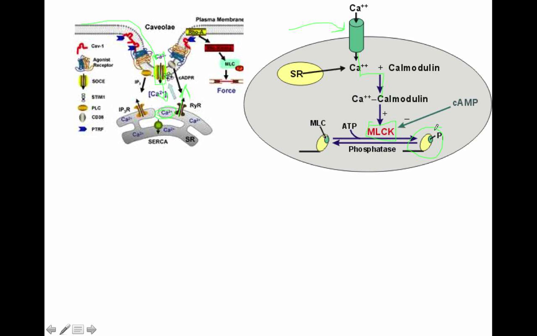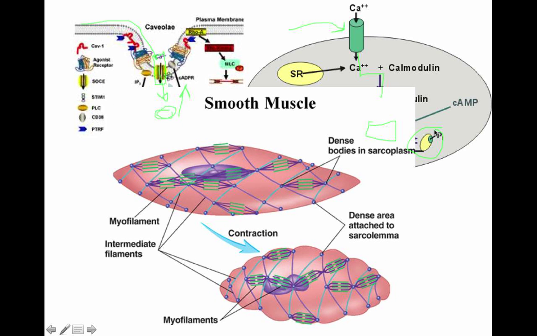Myosin and actin bind for long periods of time, known as the latch mechanism, and this is done without much oxygen or energy consumption. This is a huge difference between smooth and skeletal muscle. This is a rough overview of what is known about smooth muscle contraction.